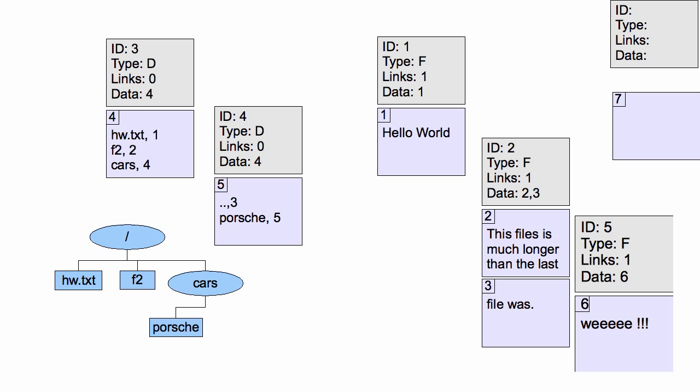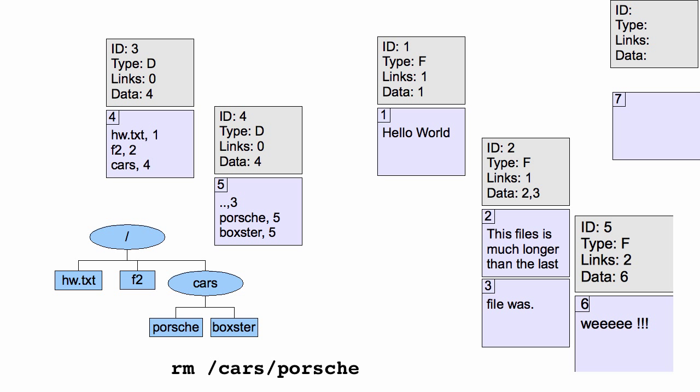Now we'll give our Porsche file a second name, Boxster, using this command. Notice the new entry in the cars directory and the new link count of 2 for file ID 5. This link count of 2 tells us that there are now 2 names for the file with ID 5. And we can see them right next to each other. They're Porsche and Boxster in the cars directory file.